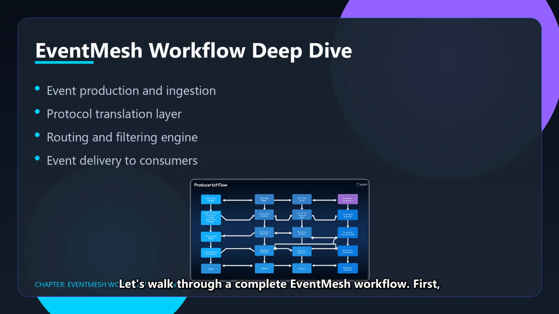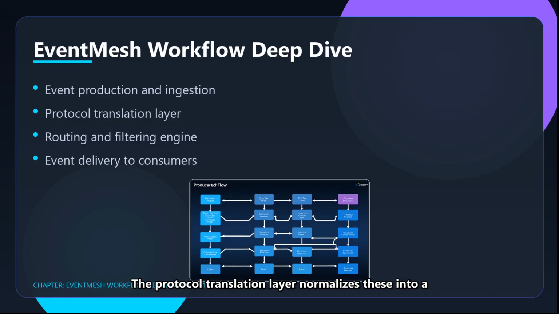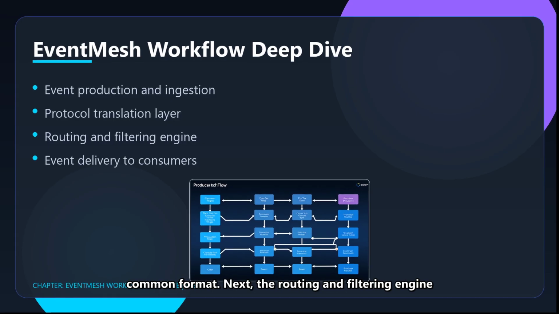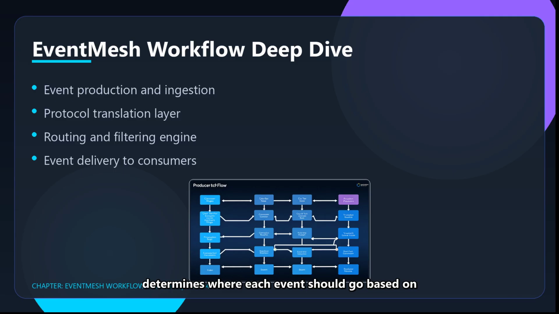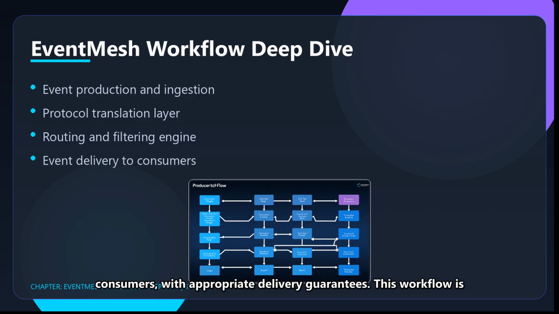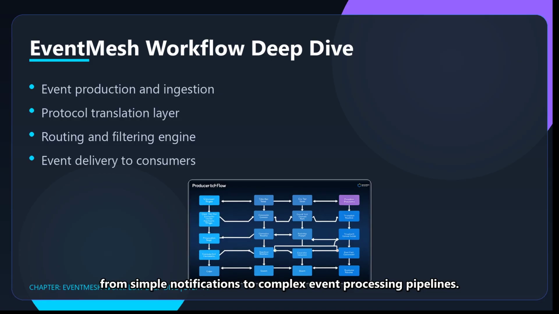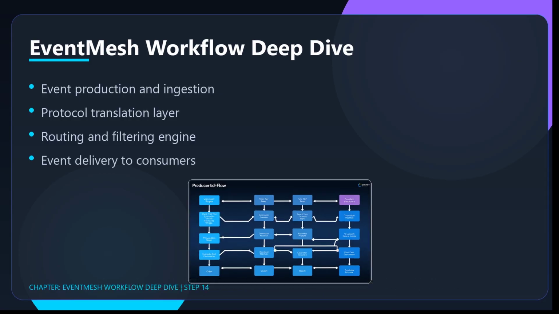Let's walk through a complete EventMesh workflow. First, events are produced and ingested through various protocols. The protocol translation layer normalizes these into a common format. Next, the routing and filtering engine determines where each event should go based on subscriptions and content. Finally, events are delivered to consumers with appropriate delivery guarantees. This workflow is designed for both speed and reliability, handling everything from simple notifications to complex event processing pipelines.